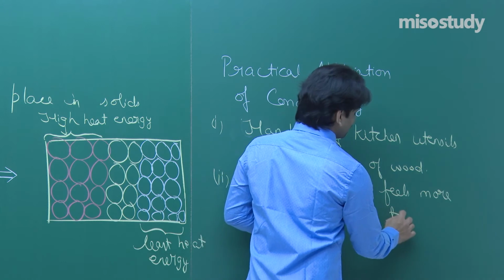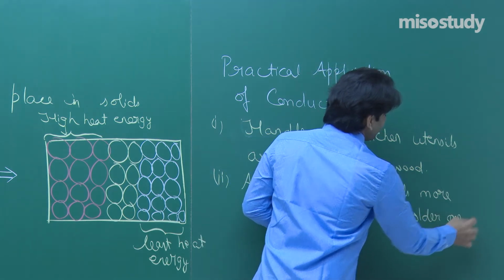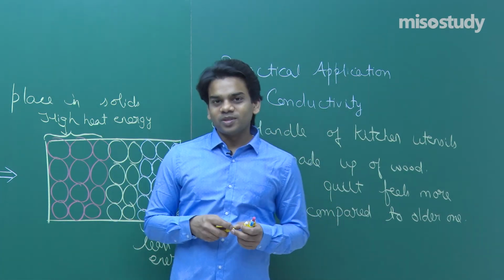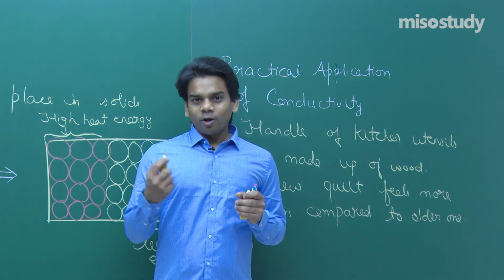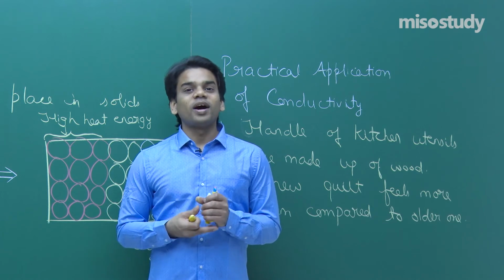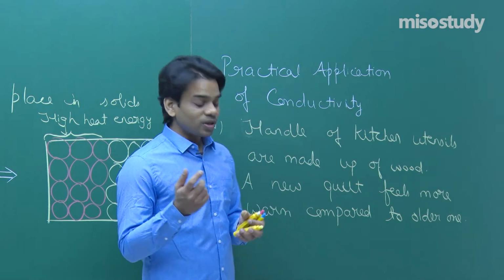Now see, in the new quilt, there will be pores where air will be trapped. Air is a bad conductor of heat. So whatever heat our body has is not transmitted to the external environment, and that's why we feel warmer in a new quilt, because it has more tiny pores.